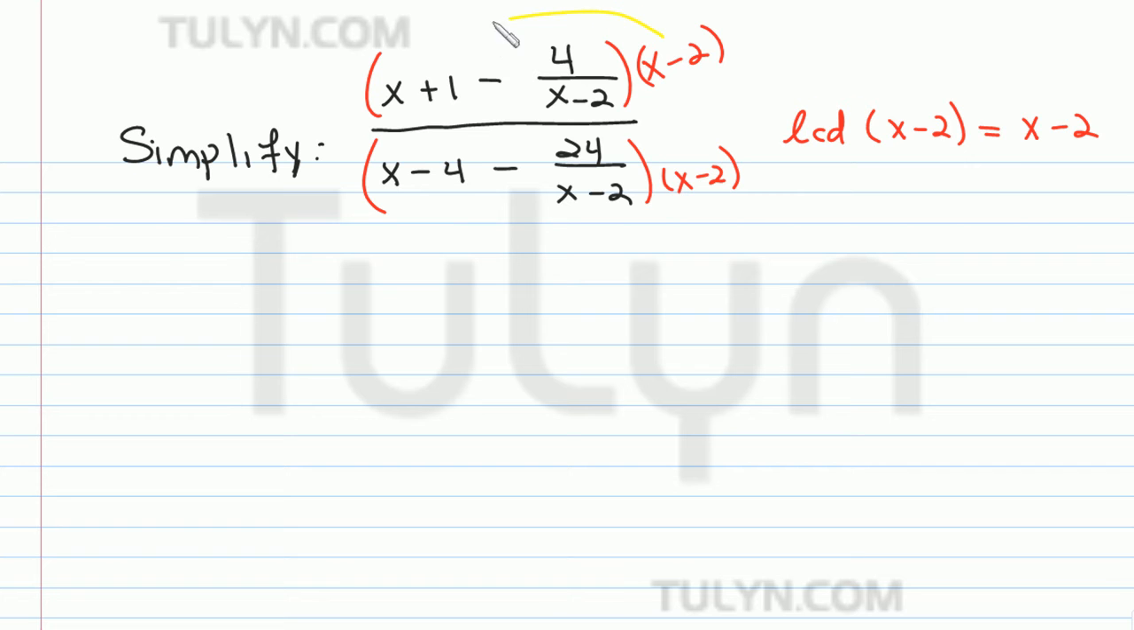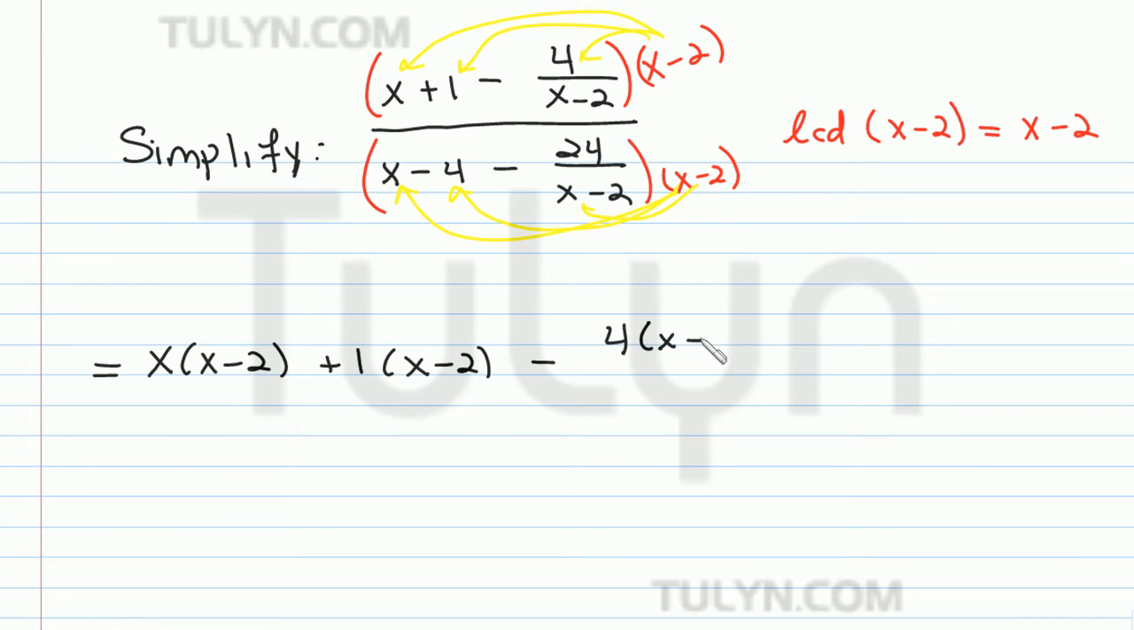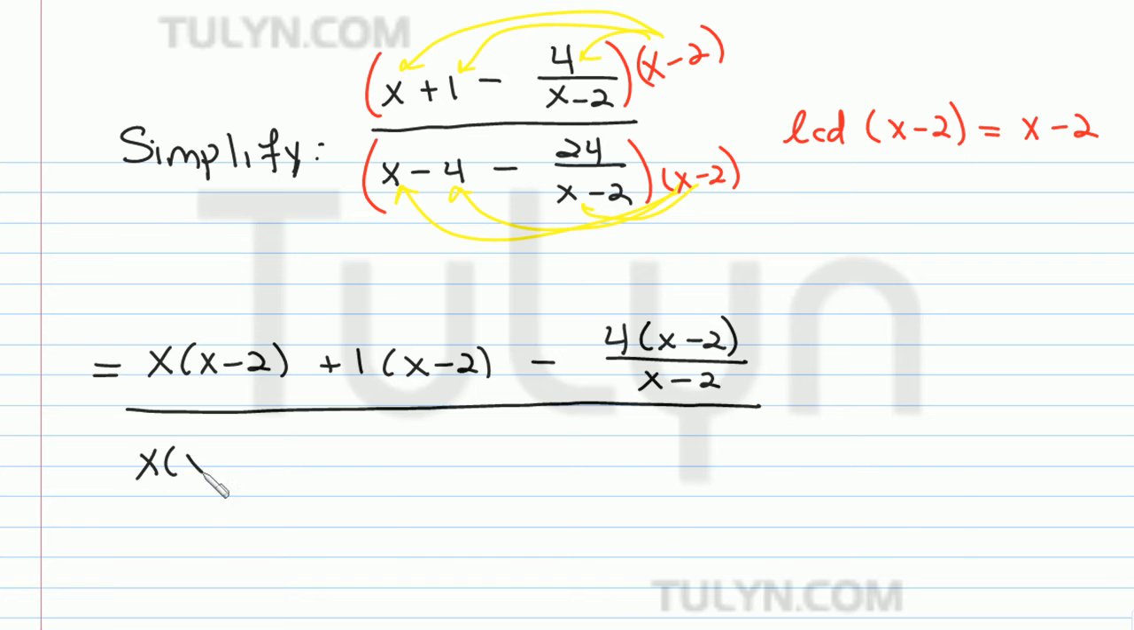So doing that, I'm just going to distribute x minus 2 into each of these terms without simplifying, because I'll do that later. So this becomes x times x minus 2 plus 1 times x minus 2 minus 4 times x minus 2 over x minus 2. And that's all over x times x minus 2 minus 4 times x minus 2, and then negative 24 times x minus 2 over x minus 2.